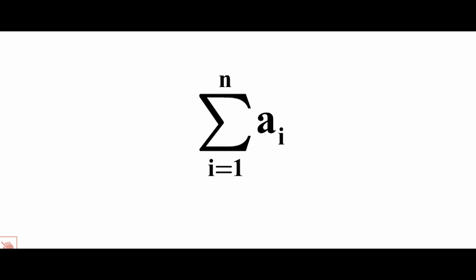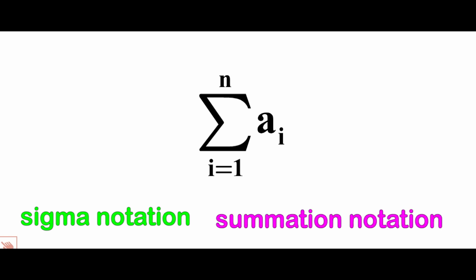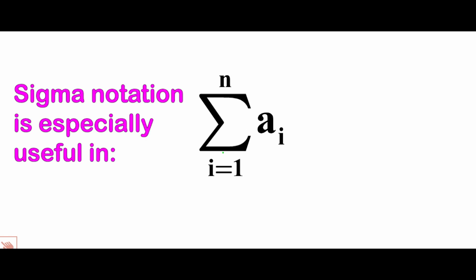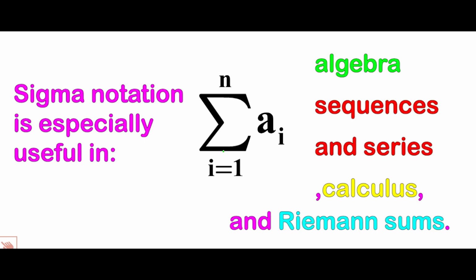In this video, we're going to learn about sigma notation, also called summation notation. Sigma notation is a short and convenient way to write the sum of many terms. Instead of writing every term separately, we use the Greek letter sigma. Sigma notation is especially useful in algebra, sequences and series, calculus, and Riemann sums.